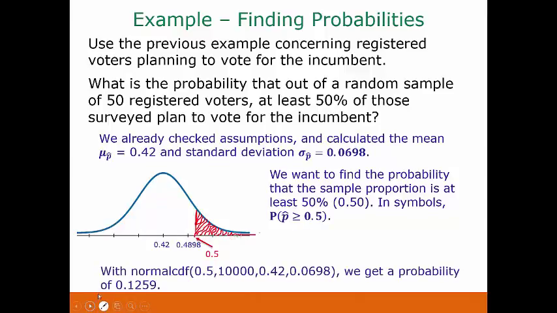And then we want to use our normal CDF on our calculator. So our lower bound is going to be the 0.5. Our upper bound, we can just make a big positive number. Here's our mean of 0.42 and our standard deviation of 0.0698. And on the calculator, the result of this would be a probability of 0.1259. So the probability that at least 50% of those surveyed plan to vote for the incumbent is 0.1259.